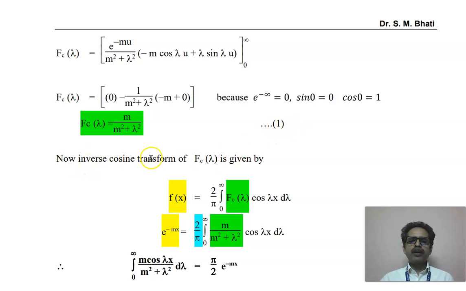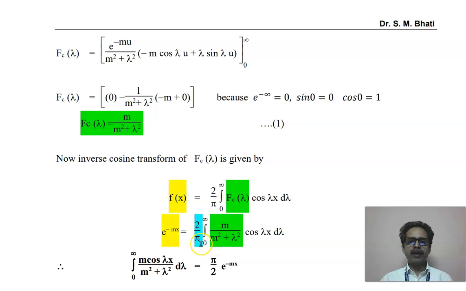Now, the inverse cosine transform of epsilon lambda is given by this formula, equation 2b: f of x is equal to 2 upon pi times the integration from 0 to infinity of epsilon lambda cos lambda x d lambda. This gives you the value of f of x, that is the inverse Fourier cosine transform. Now we substitute the value of epsilon lambda which we just obtained above, m upon m square plus lambda square, and we get this kind of step.